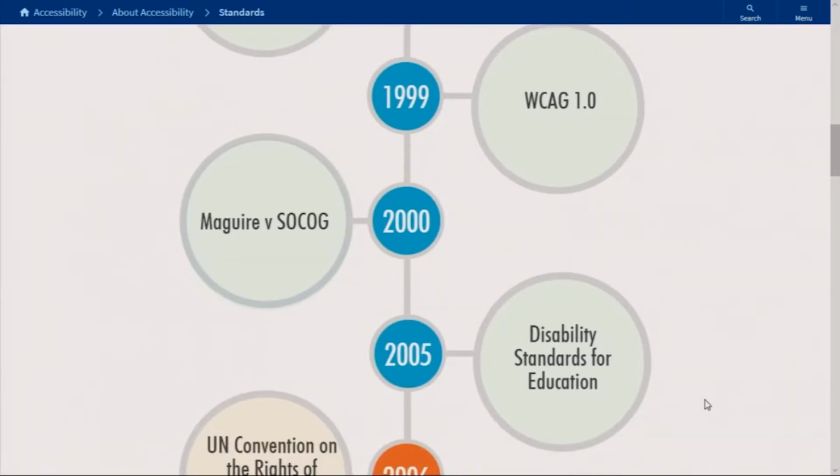Then under the Disability Discrimination Act, the government has the power to enact standards. In 2005, there were disability standards for education. They can actually enact standards in relation to anything they like under the Disability Discrimination Act, but at present there are only 3 of them: disability standards for education, disability standards for public transport, and disability standards for access to premises.